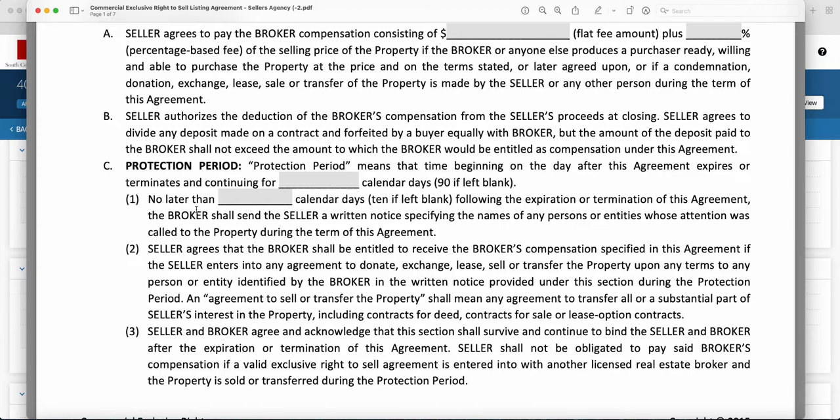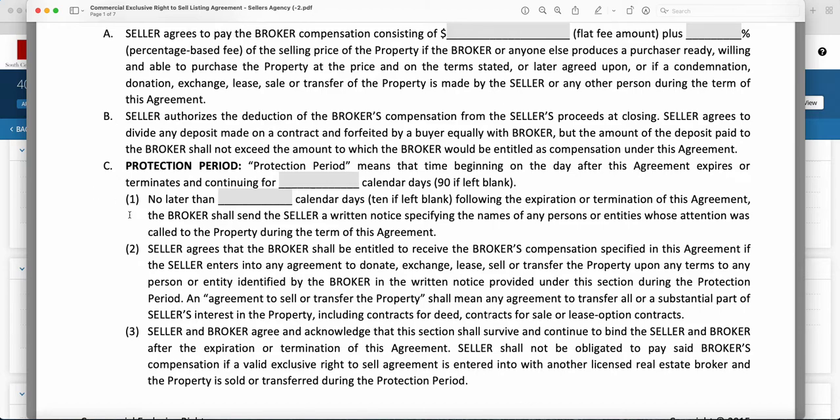Now, the key number you're going to use to really protect you is "no later than blank calendar days, 10 if left blank." I'd put in there either 10 or up to 30. You're going to send the seller a list of different clients who have come and seen the property, and that's what's going to help protect you to use the protection period. So that's why it's important on commercial deals to track every person that has asked you about the property or you have talked to about the property.